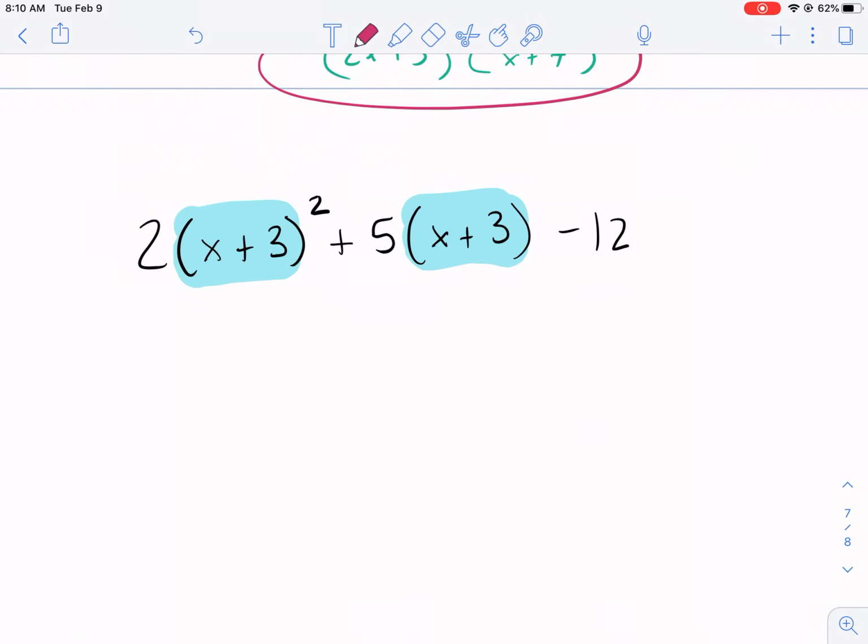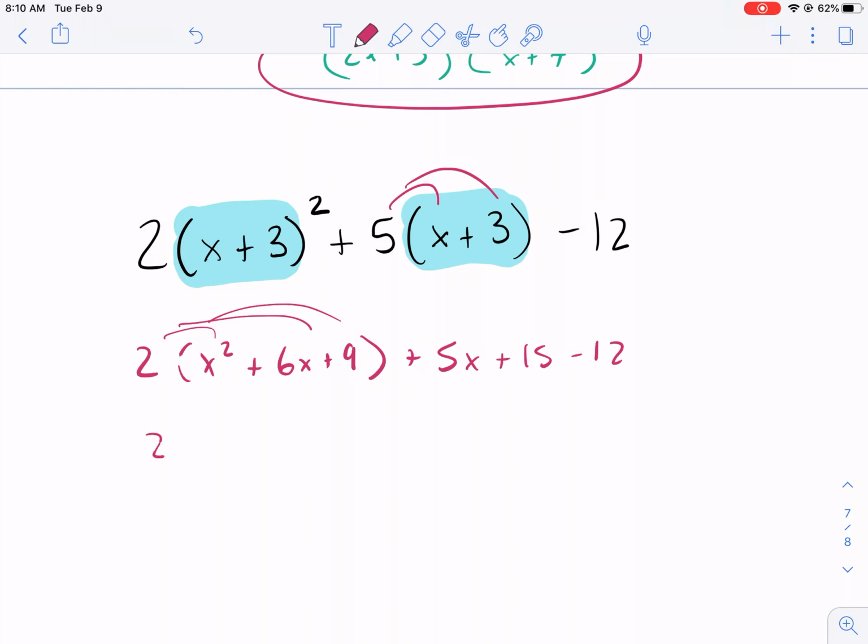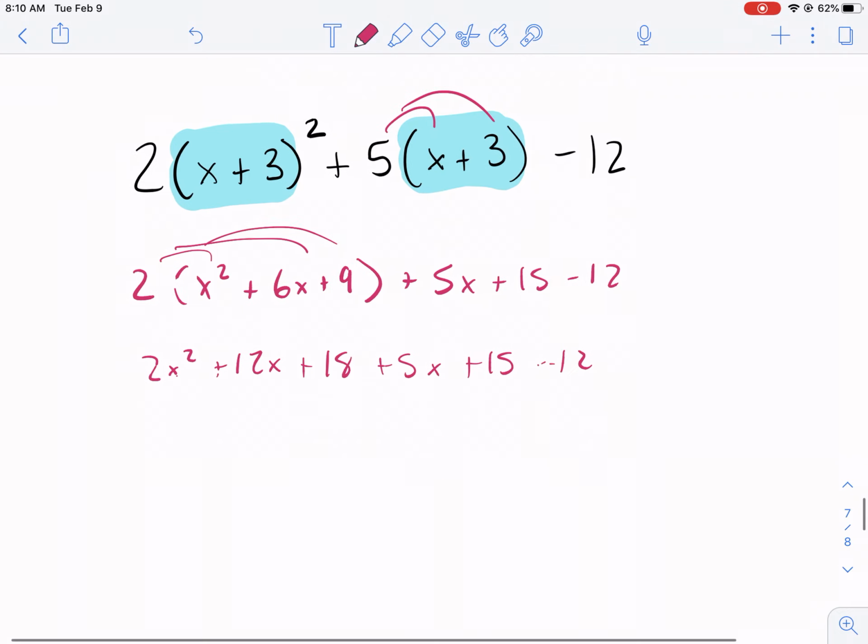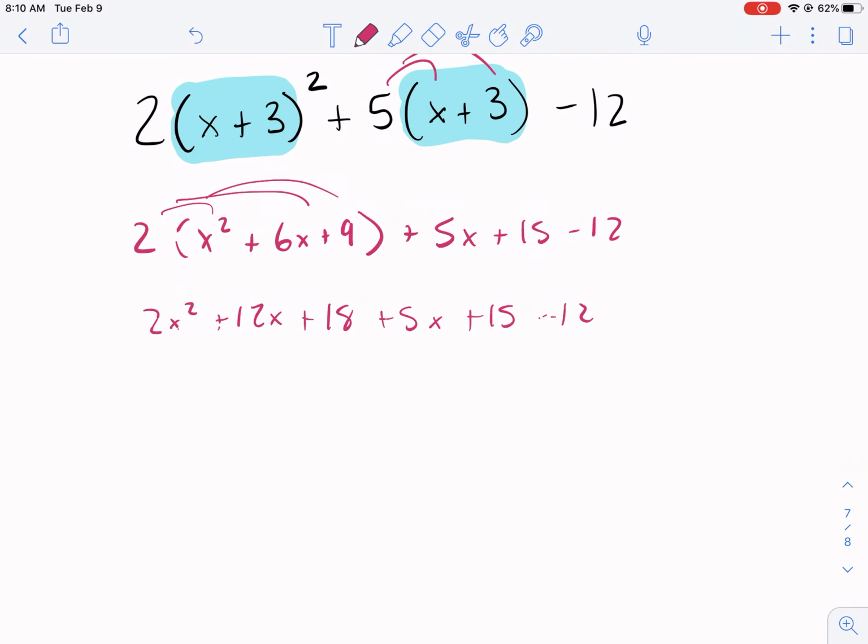Okay, so what we can do is we can get 2, and then this is going to end up being x squared plus 6x plus 9 after we square it, plus 5. I'm going to distribute. We get 5x plus 15 minus 12. I'm going to distribute this now to all three. We get 2x squared plus 12x plus 18 plus 5x plus 15 minus 12. Okay, then we're going to combine like terms.